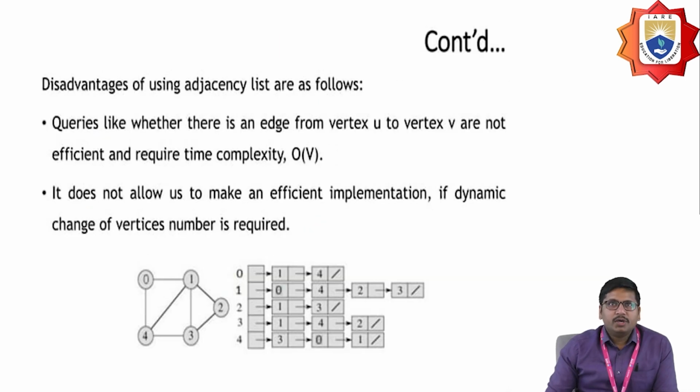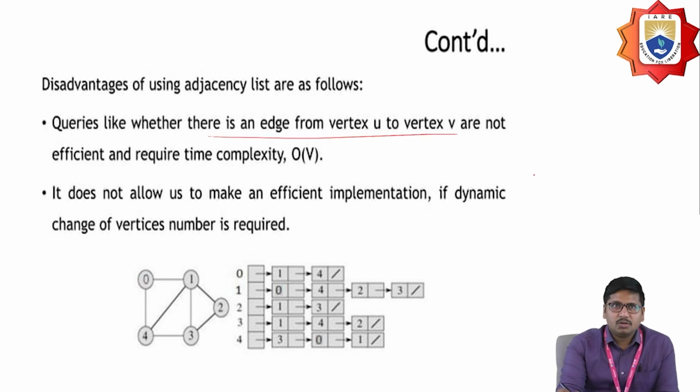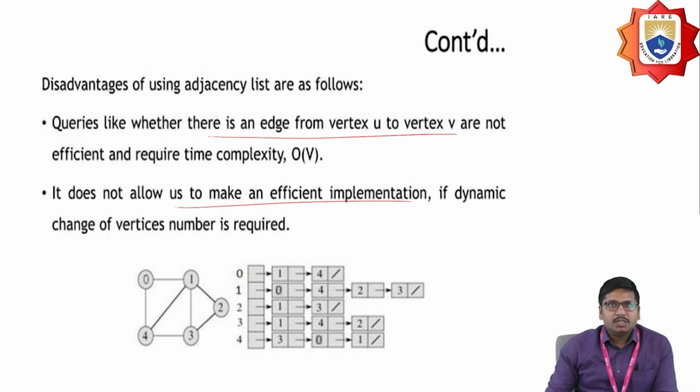And when it comes to the disadvantages of the adjacency list, queries like whether there is an edge from vertex U to vertex V are not efficient and require a time complexity of O(V). It does not allow an efficient implementation if dynamic change of vertices is required. So the disadvantage of the adjacency list is that queries like whether there is an edge from vertex U to V are not efficient, requiring O(V) time complexity, and it does not allow an efficient implementation.